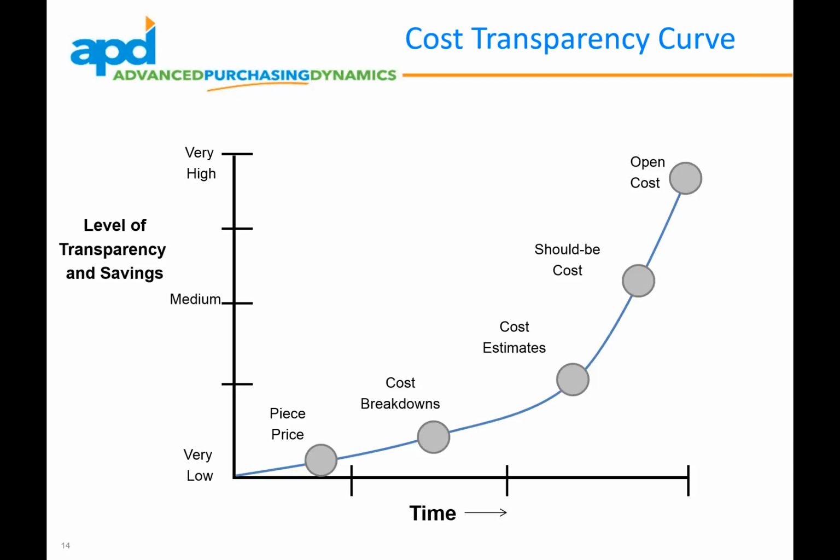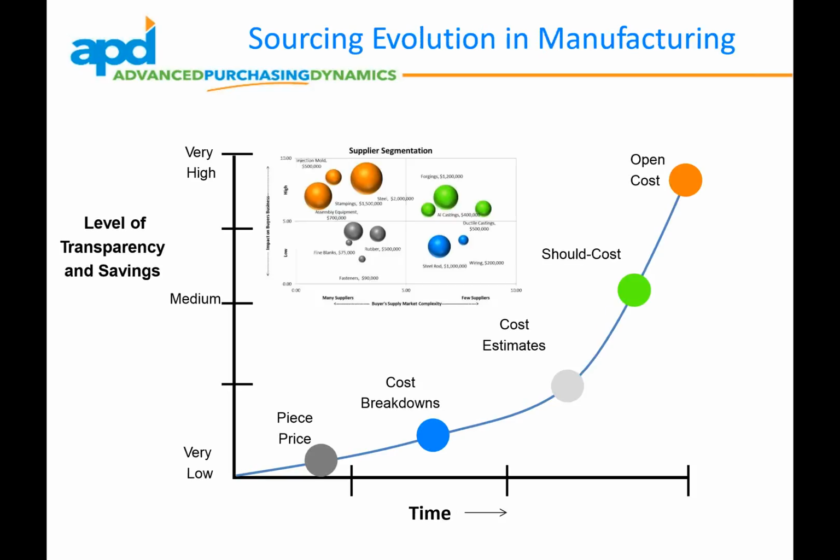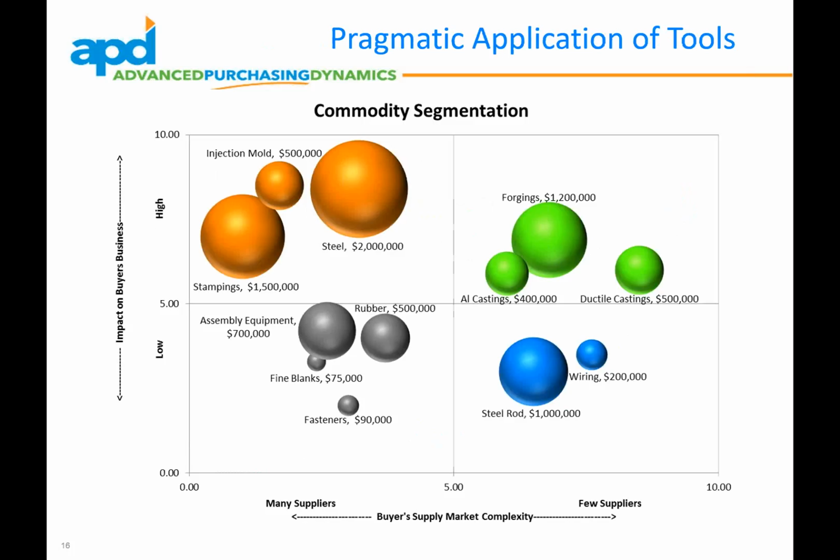If we take a slightly different look at the cost transparency curve here, I'll throw some colors in there, and also a box, and I'll blow that box up for everybody in just a minute to talk about. The message here is very simple, that open book costing or should-be cost modeling or cost estimates are not for every single product out there, and that's what we're representing in the box. And let me blow that up a little bit more here.